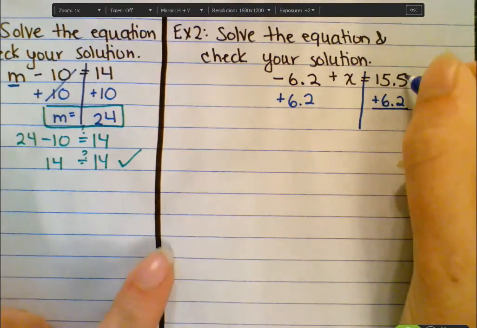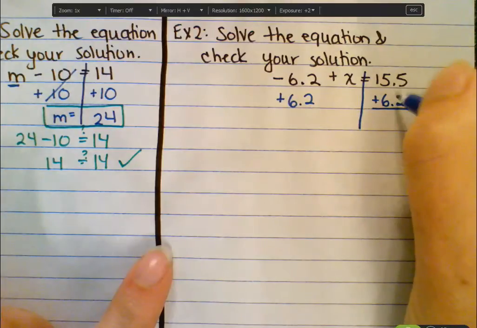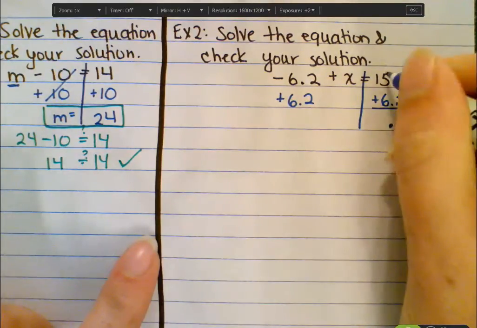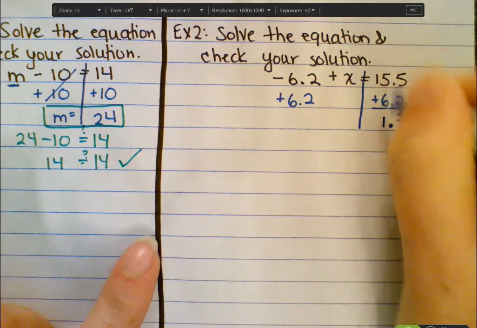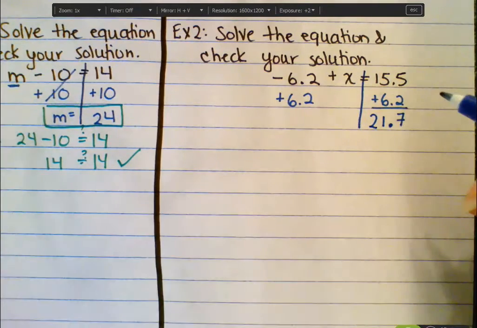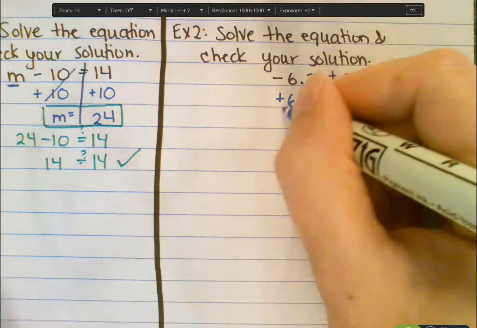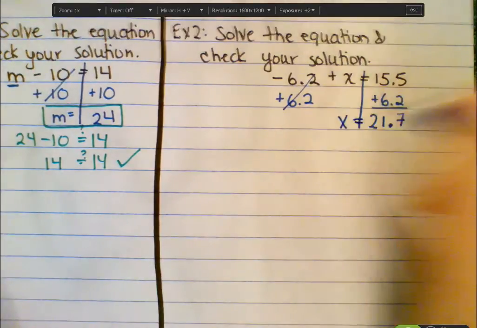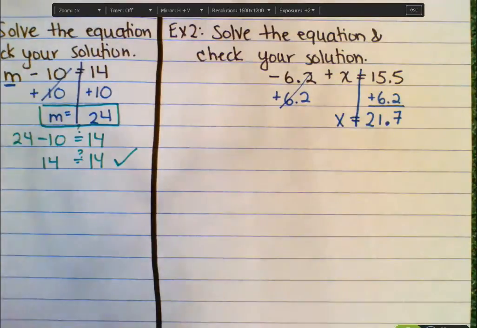Okay, so remember, you need to keep your decimal lined up, and then you just go ahead and add down. So I get 7, 5 plus 6 is 11, carry 1. So I get 21.7. 6.2, positive and negative get crossed out. So x equals 21.7. Before you can actually say that's your final answer, you do need to do a check.